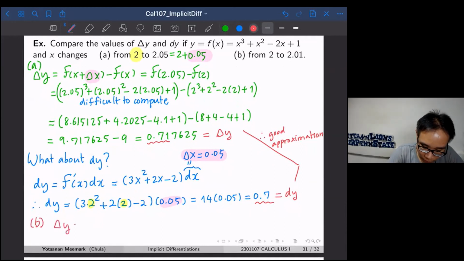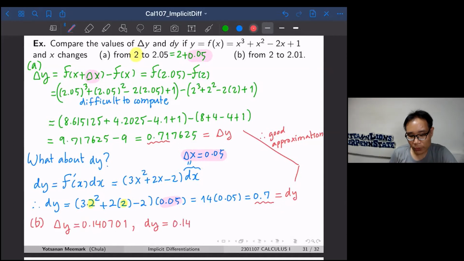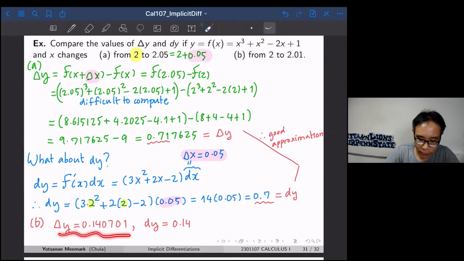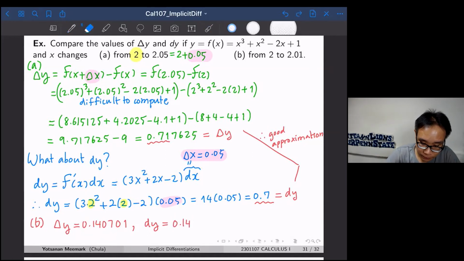So delta y is going to be 0.140701, and you have dy equal to 0.14, and it's easy to compute. Okay, so in this case, this one will be your B. For the first one, you use a calculator. For the second one, let's do the second one. It is not that hard to do. So you use 3. Okay, so this one I say calculator.